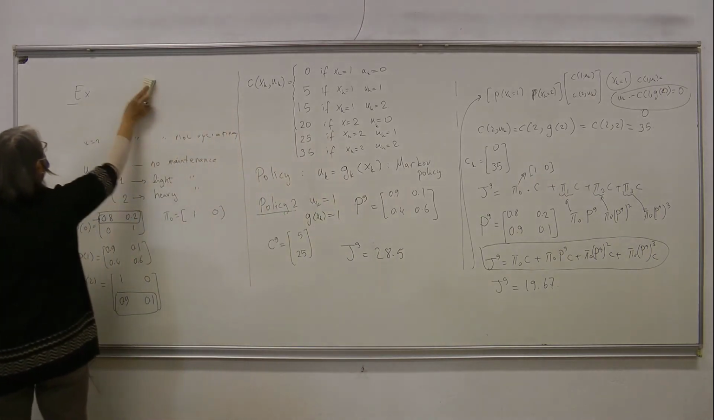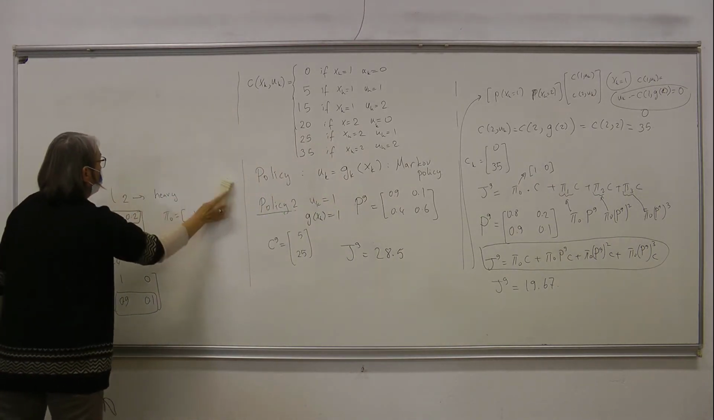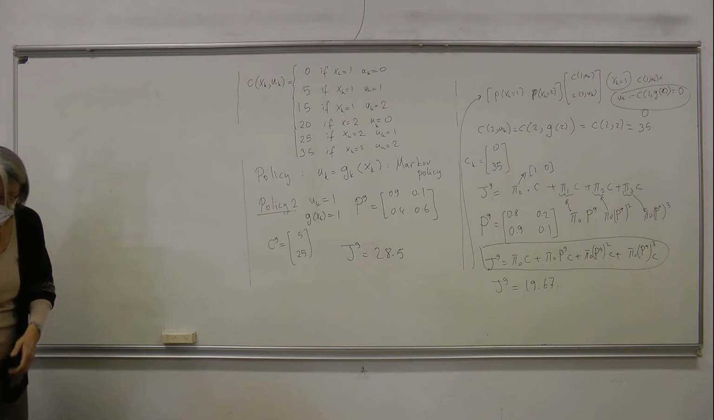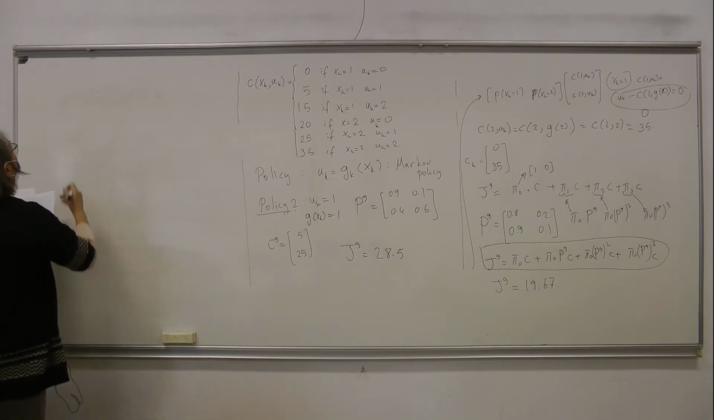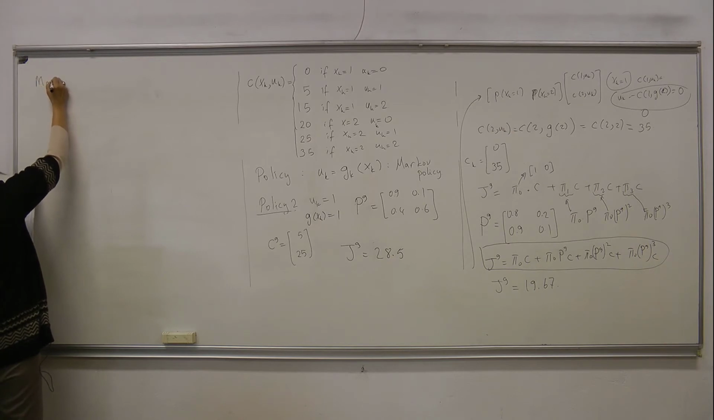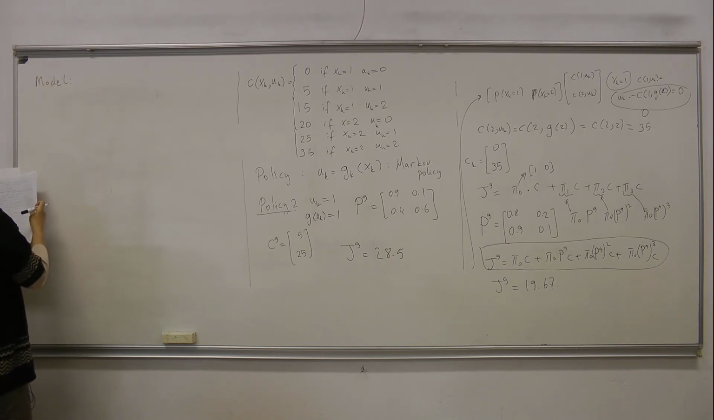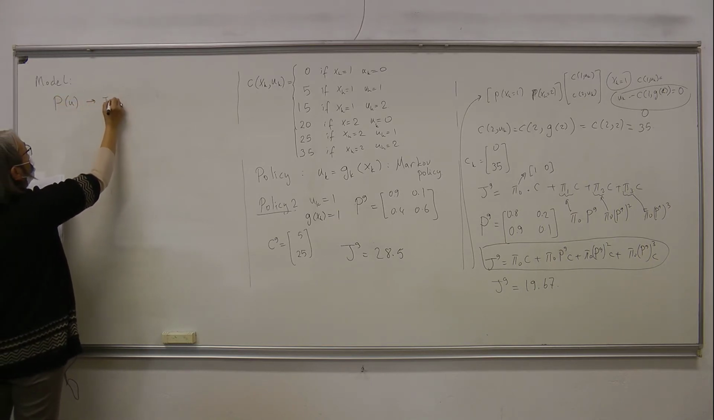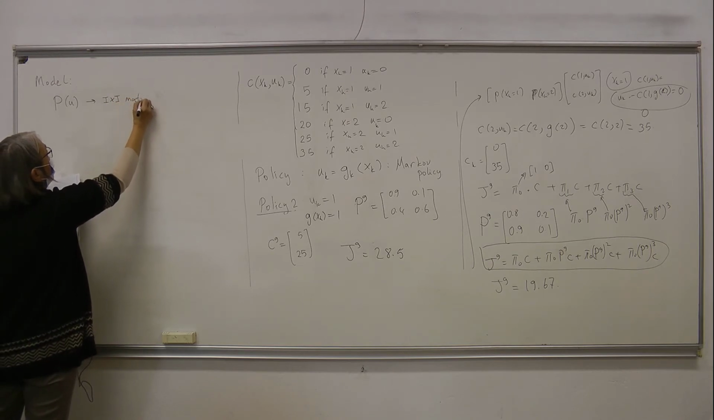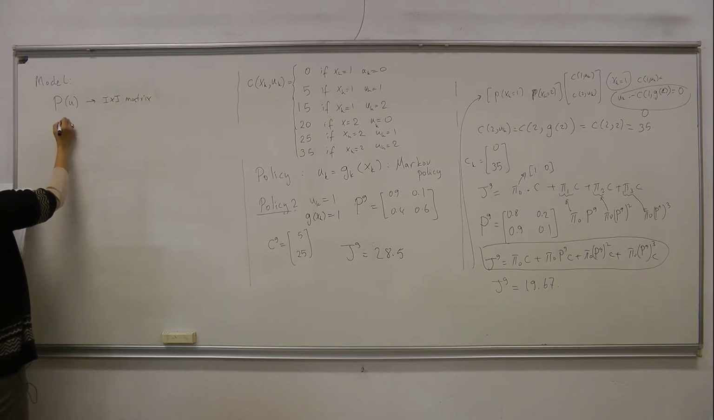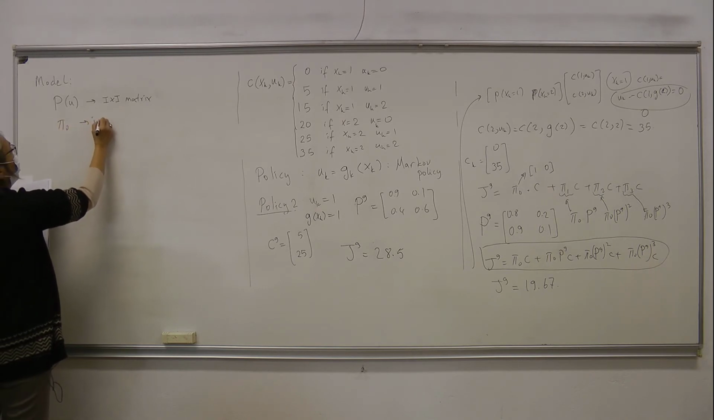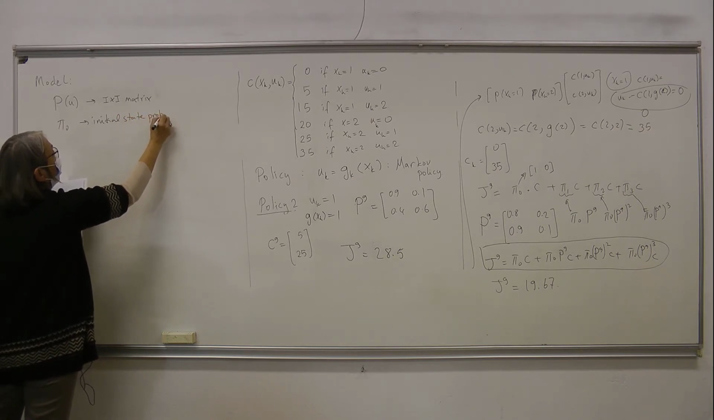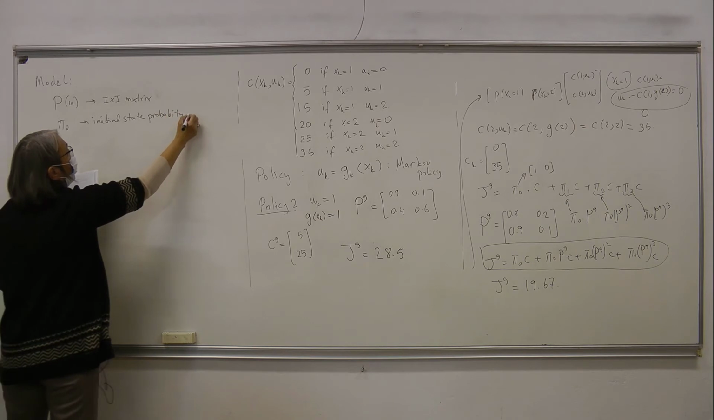That was just an example, and I will now write the general problem. The model that we will use is P of u, as we have stated before. This is an I by I matrix. And we will have pi 0, which is the initial state probability distribution.